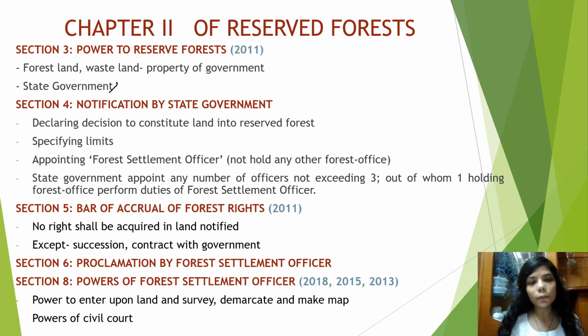Then section 4, notification by state government. Notification regarding the declaration of a certain area as a reserved forest shall specify the limits. What is important here is that it shall also appoint a forest settlement officer who shall not hold any other forest office. At most, how many officers can be appointed has been specified as only 3, out of whom 1 holding forest office performs duties of forest settlement officer.